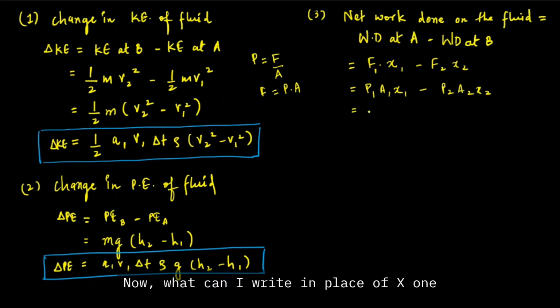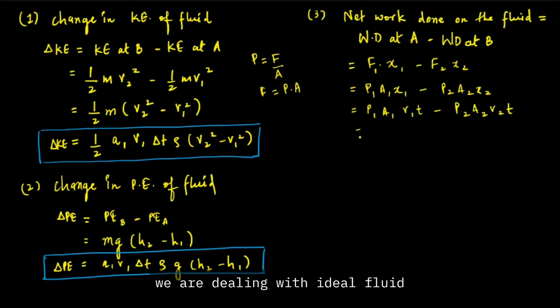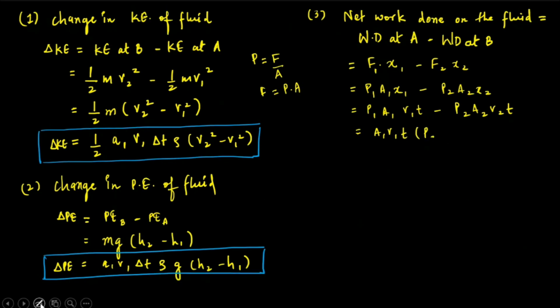Now what can I write in place of x1? V1. Okay. As we are dealing with an ideal fluid, A1 V1 must be equal to A2 V2. So we can simply take A1 V1 and t common. So inside the bracket, we are left with P1 minus P2.